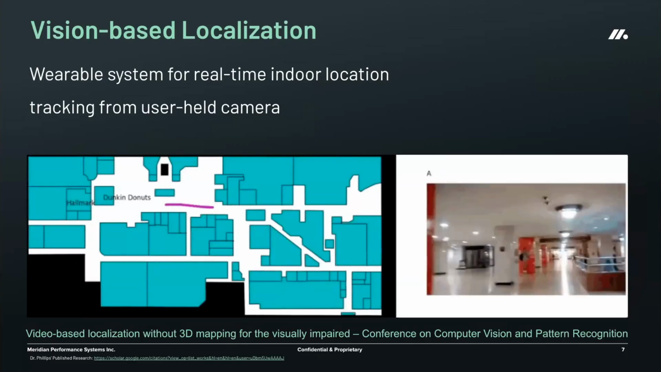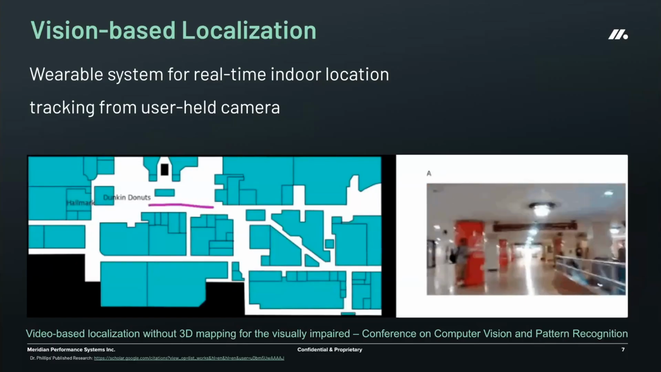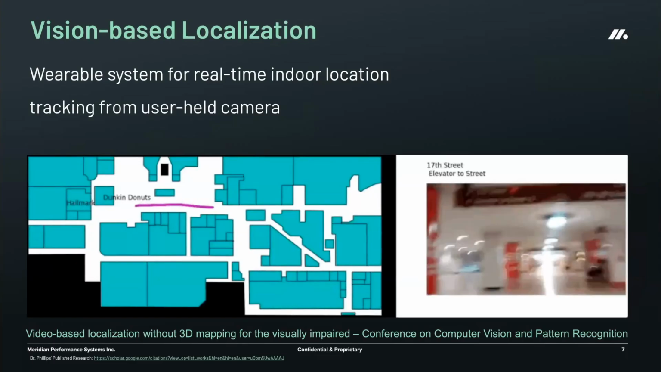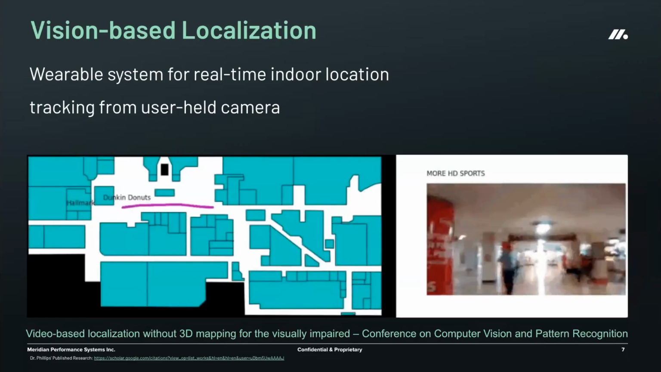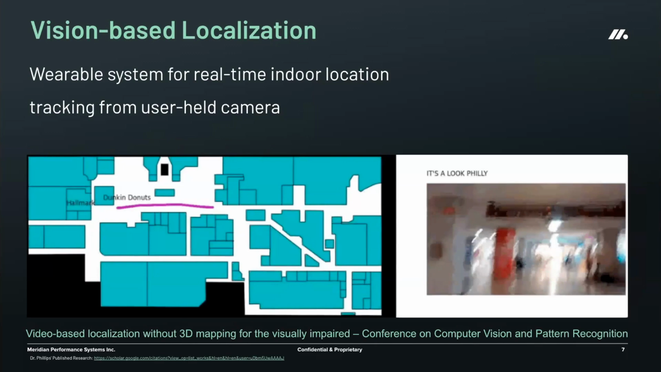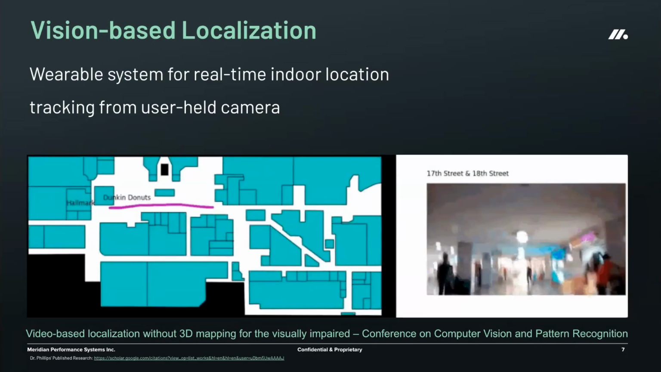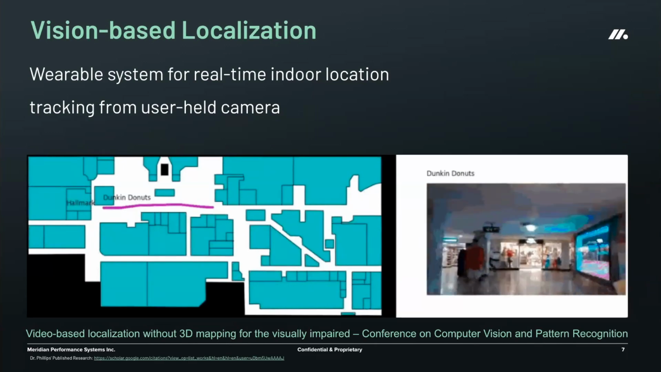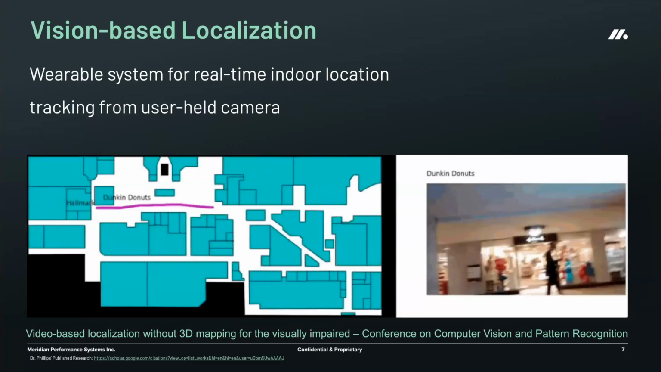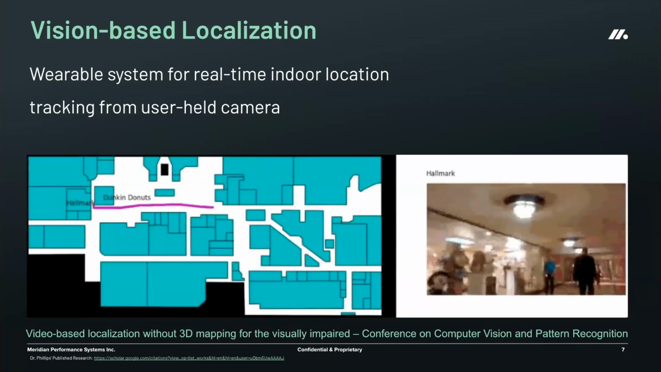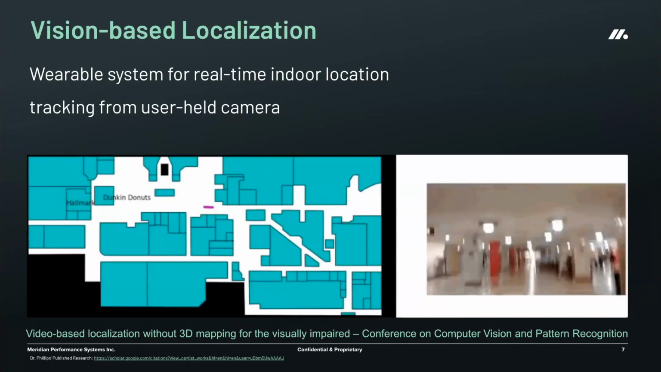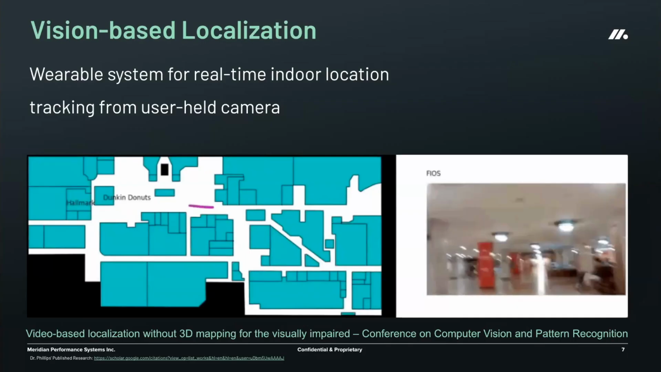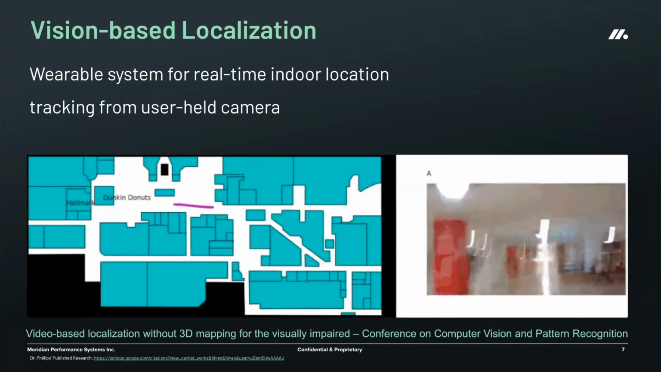In a similar vein is localization. So if you have some place that you've seen before and you have a map of, in this example, I think this is the lower level of 30th Street Station in Pennsylvania, we have a wearable system. So someone has a camera on their chest and they're walking around. And the desire is to track where they are just purely visually, largely because there might not be GPS underground or you might not have connectivity.